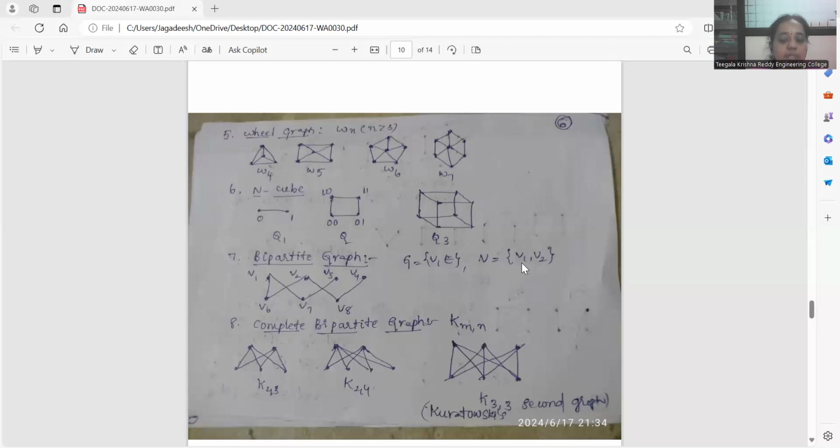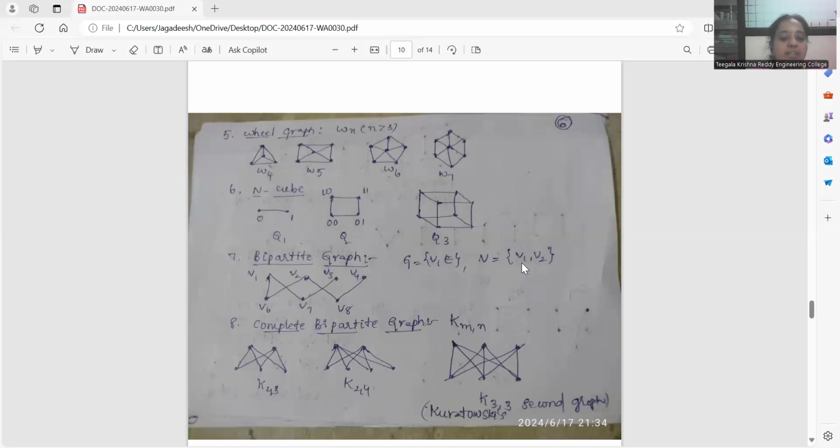Next, the n-cube. It is a cube denoted in 2-dimensional and 3-dimensional space. It is the cube graph. Next is the bipartite graph. In the name itself, bi means 2 parted, a partition. So the total vertex set should be partitioned into 2 subsets, such that there is no connection between the vertices in the first set as well as the vertices in the second set.